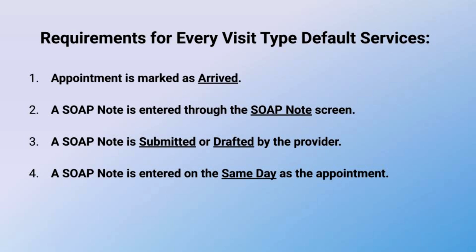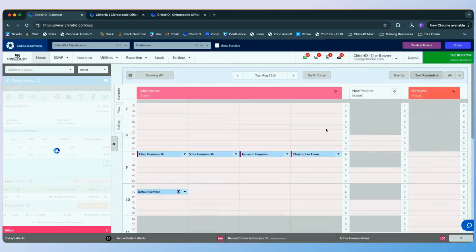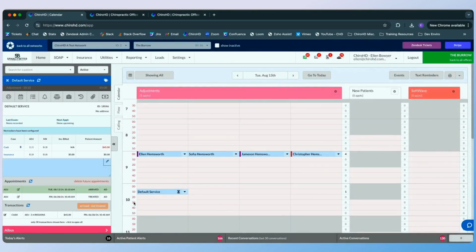There are a few requirements the system has for every visit default charges to post automatically. 1. The appointment needs to be marked as arrived. 2. The SOAP note needs to be entered through the SOAP note screens. 3. The SOAP note should be either submitted or drafted. And 4. The SOAP note should be entered on the same day as the appointment. Everything hinges on it happening on the same day of the appointment and actions performed on the SOAP note screen. Remember, it will only post automatically to the patient's ledger if the doctor pulls up the patient's appointment on the SOAP note screen.